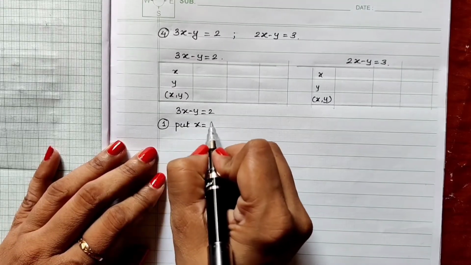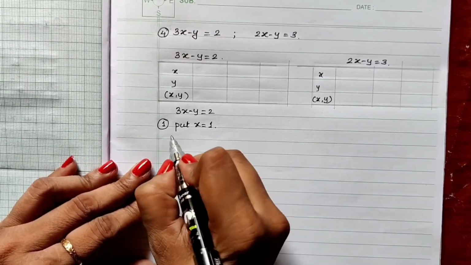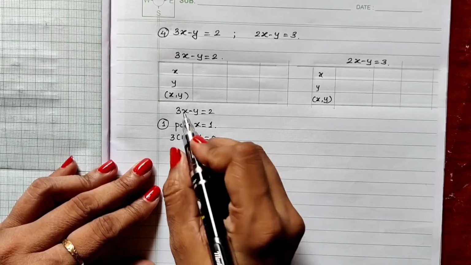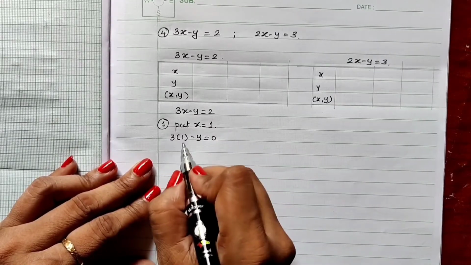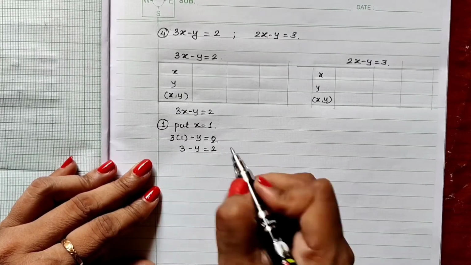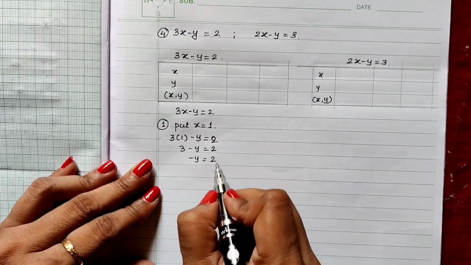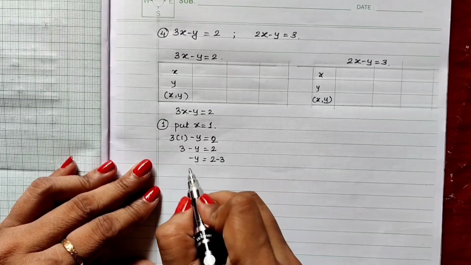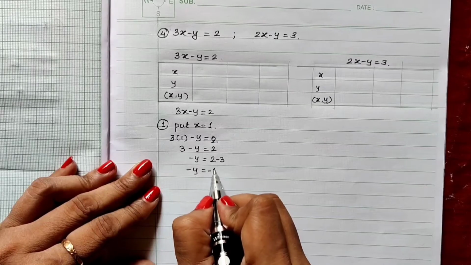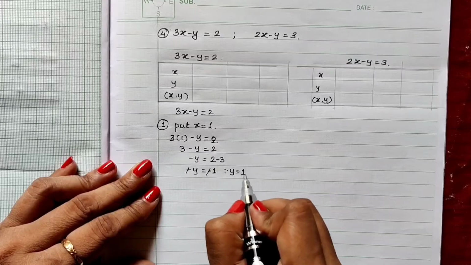Put x is equal to 1. We can start from 1, or otherwise you can start from 0 also. So 3 into 1 minus y is equal to 2. In place of x we have written 1. So 3 ones are 3, minus y is equal to 2. Minus y is equal to 2 as it is. Plus 3 we bring on this side, it becomes minus 3. So minus y is equal to 2 minus 3, which is minus 1. Minus sign gone, and y is equal to plus 1 we get.